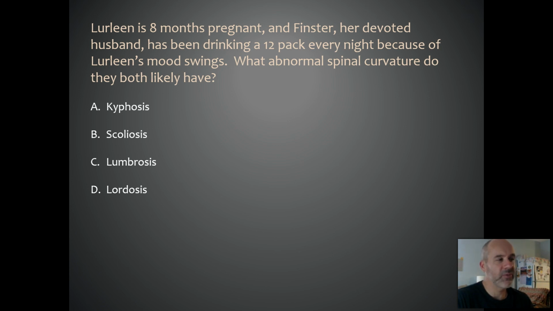So which of those would you associate with what kind of spinal curve? What will the spinal column do? Down in that lower area, down in the lumbar area, it's going to bend in an anterior direction to try to kind of shift the center of gravity to help support the larger abdomens on both Lurleen and Finster. And that condition is called lordosis.